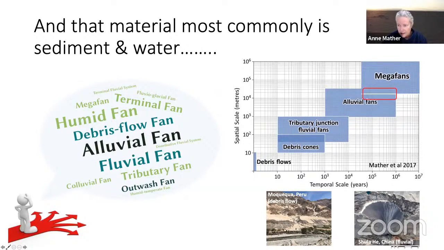So the first thing that we need to consider is the size. In this case, if we want to go into the longer term record, we need to be looking at the bigger features. So we're really looking at the larger end of alluvial fans, into what some people would call mega fans, some people would call distributed fluvial systems. So we're talking at the bigger end.